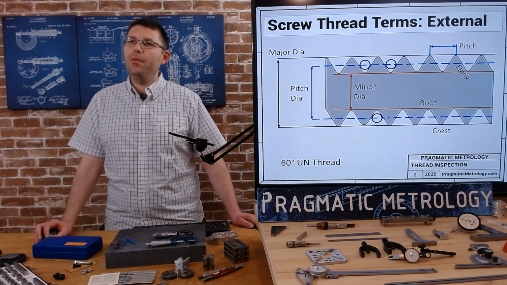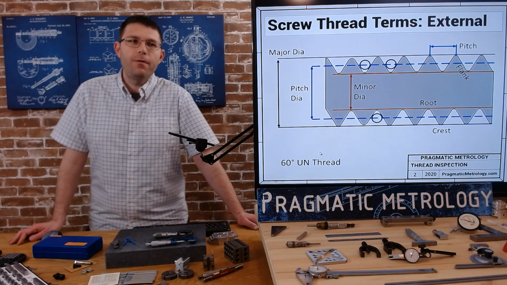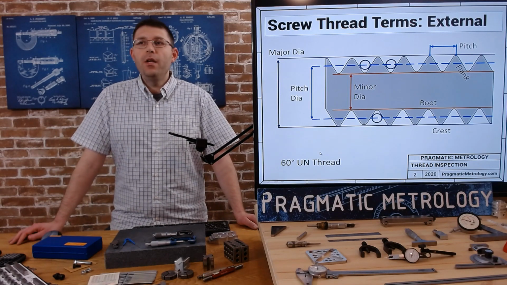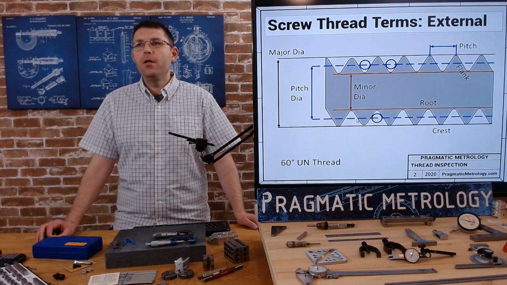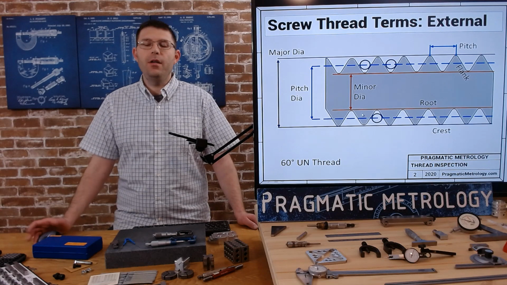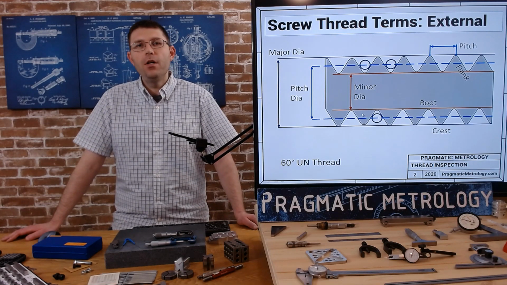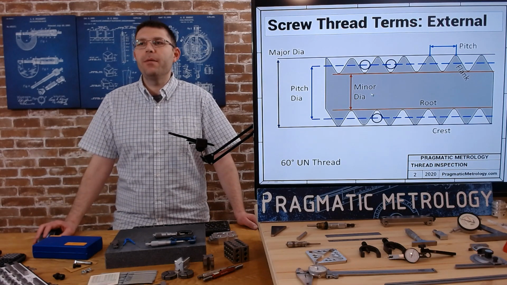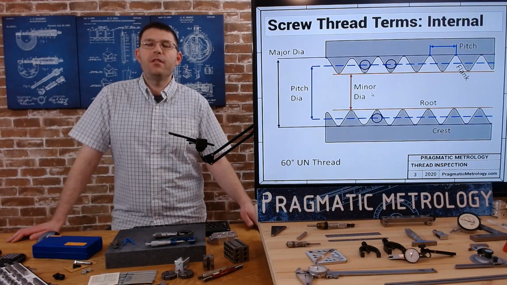This is an example of a 60-degree UN thread. There are many other shapes and profiles that you can apply this discussion to. Some of them are square, some are trapezoidal, some are rounded. There are many more out there. When you come across those types of threads, look that information up, and you'll see most of these same parameters applied to the other styles of thread. We're going to focus on this one because it's the most commonly made.